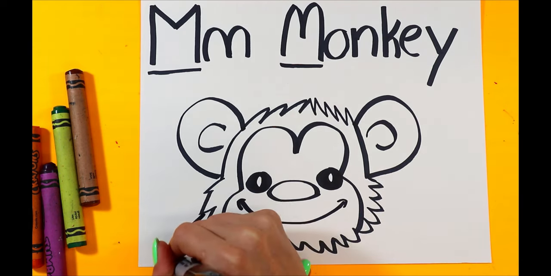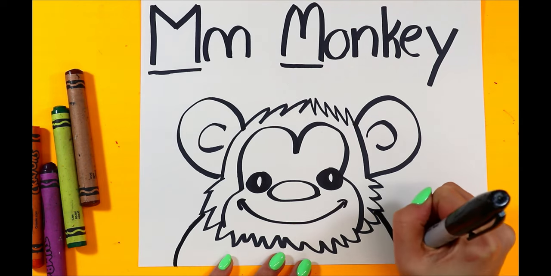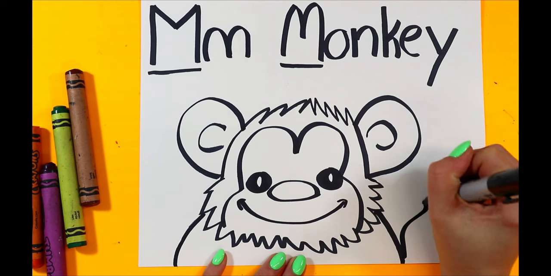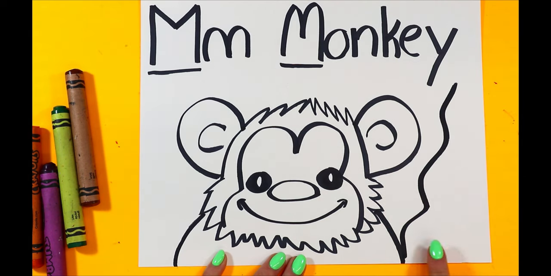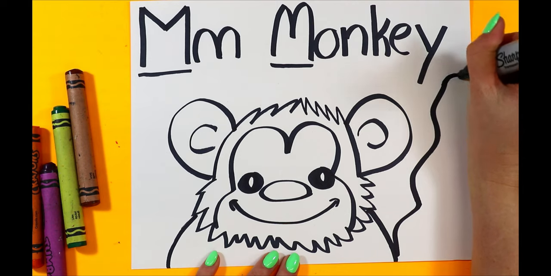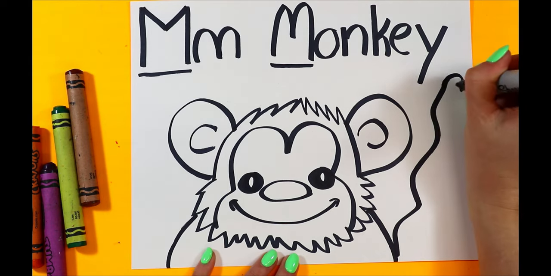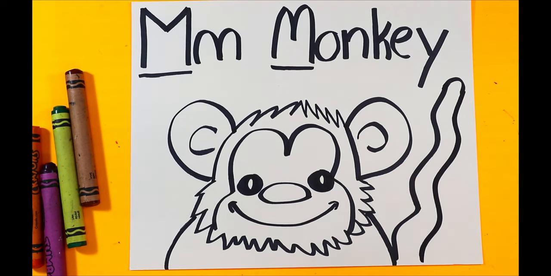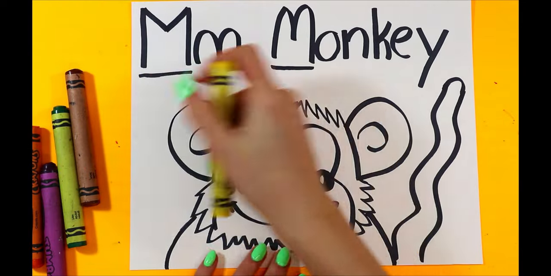From the head, we'll draw a curving line down on either side for the body. And then we're gonna have a squiggly line coming up on one side to create the tail. Curve on the end. And follow it down for monkey's tail. And now you're ready to color it in your favorite colors.